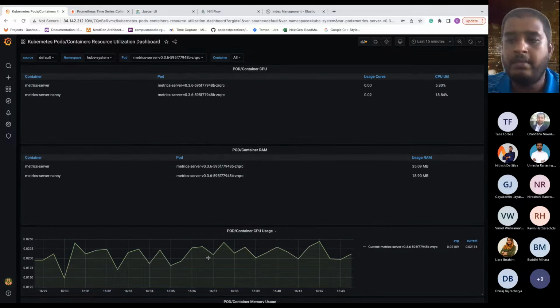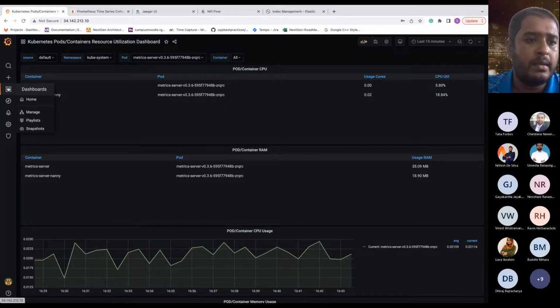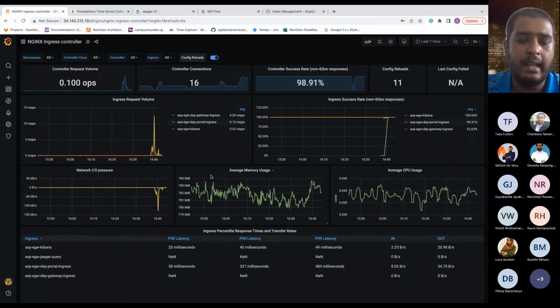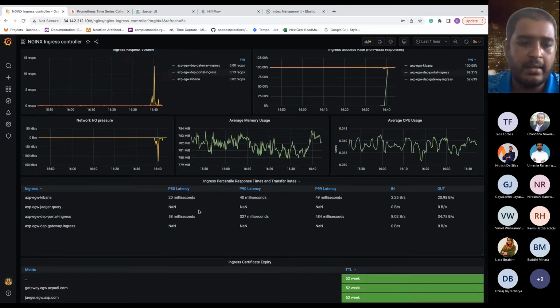All that information is being nicely visualized, and that in turn enables you to troubleshoot and also have a very good understanding of the current system health. There are a few other dashboards as well. And this is for the Nginx ingress controller, right?